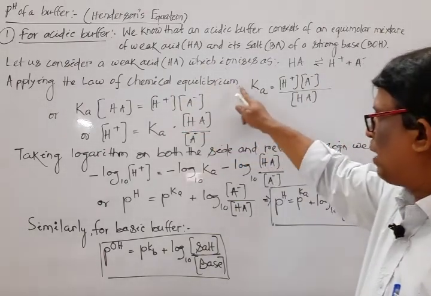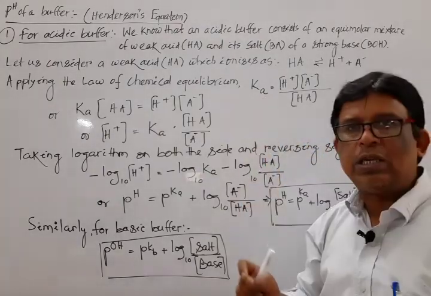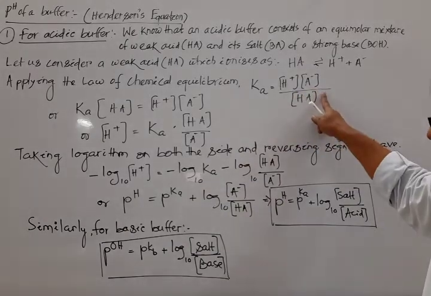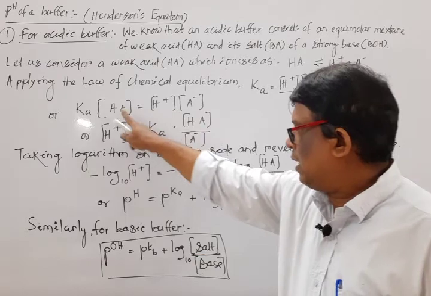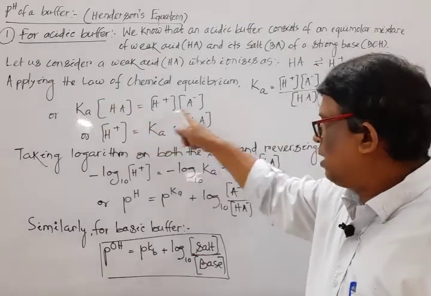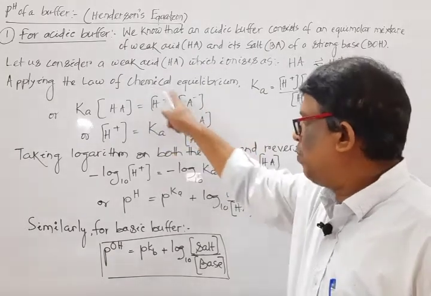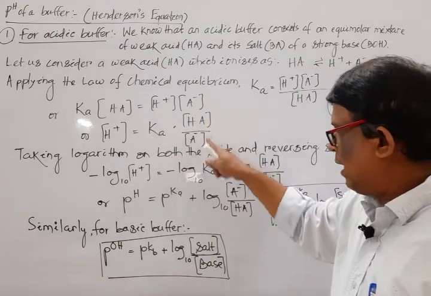Applying the law of chemical equilibrium to the above equation, Ka, the dissociation constant or ionization constant for the weak acid, is equal to this much. Or by cross multiplication, Ka into concentration of HA is equal to H plus ion concentration into A minus ion concentration. Our aim is to calculate the H plus ion concentration, which is equal to Ka times HA by A minus.